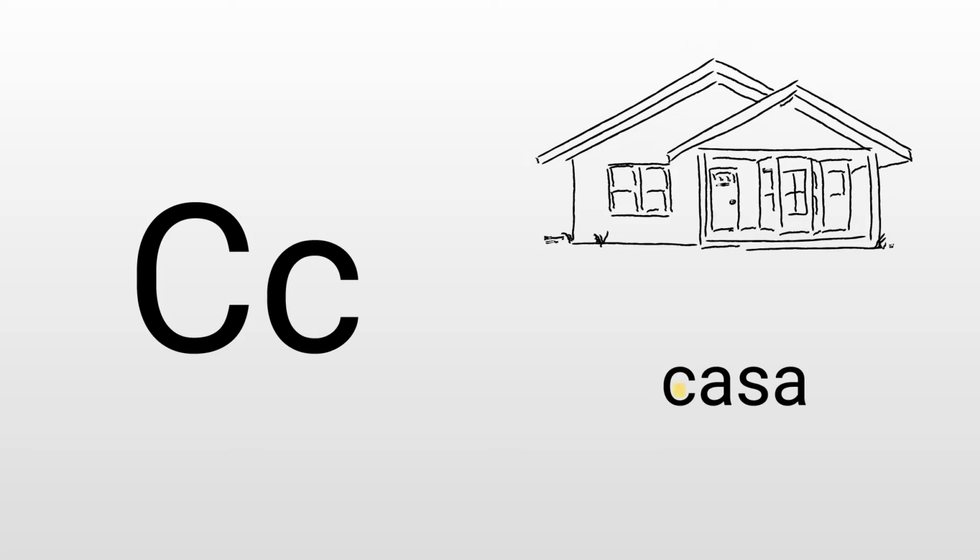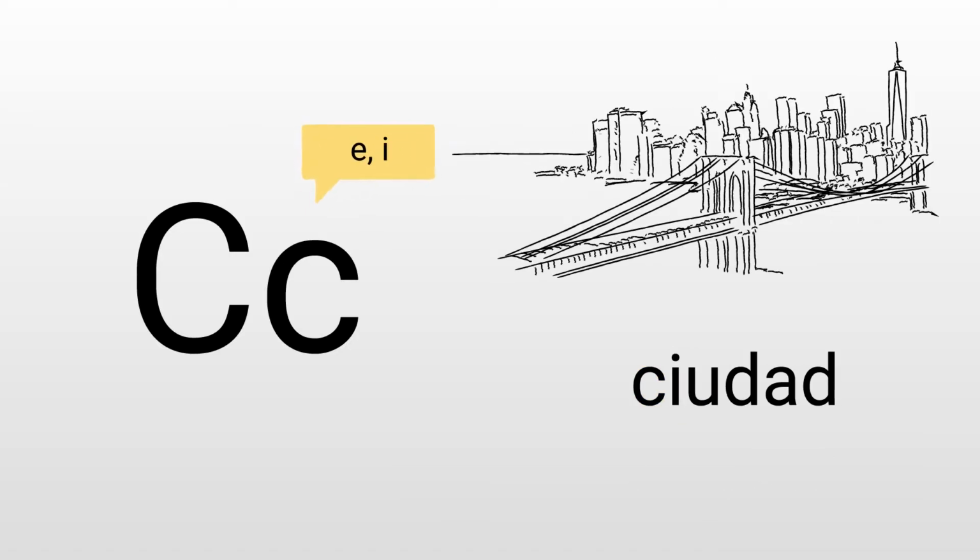C has two sounds, just as it does in English. In words like casa, when it comes before A, O, or U, it sounds like C in words like can or cool. But when it comes before E or I, as in ciudad, it sounds like C in cent or city.